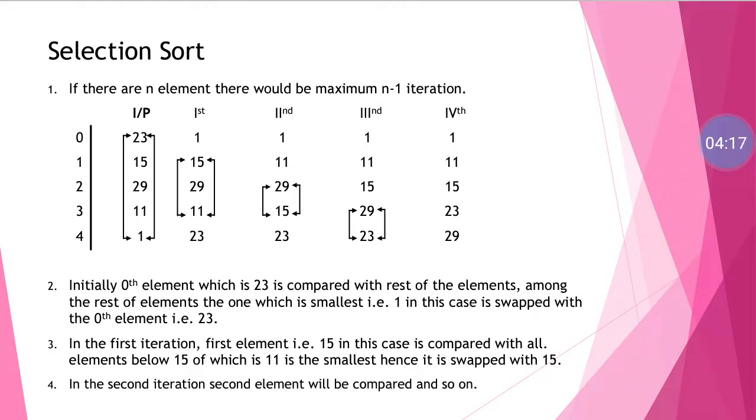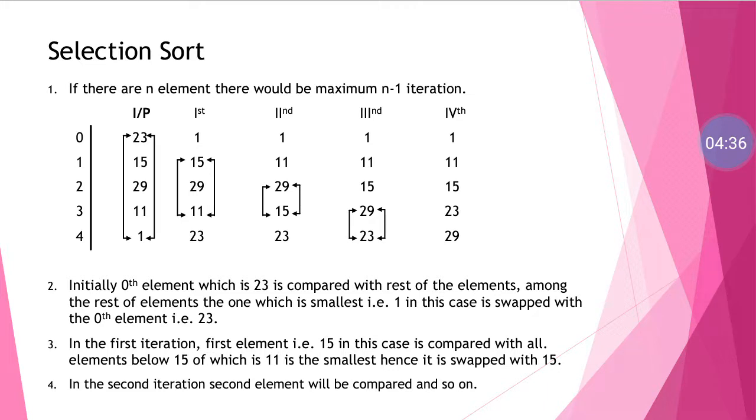Coming to selection sort, the first column 0, 1, 2, 3, 4, obviously these are index positions, and here also maximum n minus 1 iterations will be required to sort the whole list. So here we have 5 elements, so 5 minus 1, that is 4 iterations will be required at the max. So how does selection sort work?